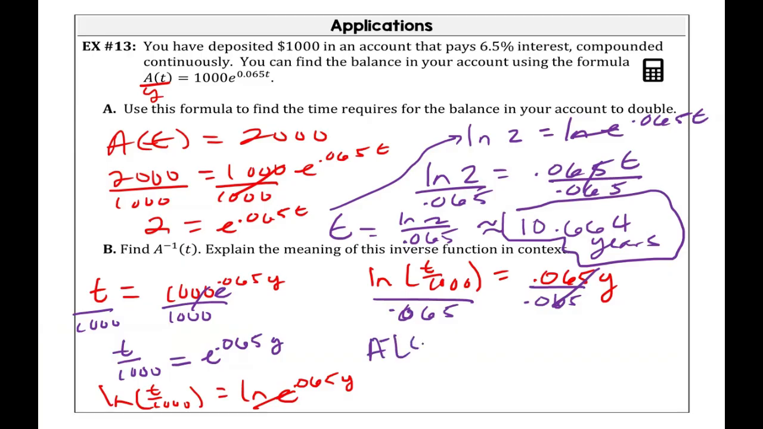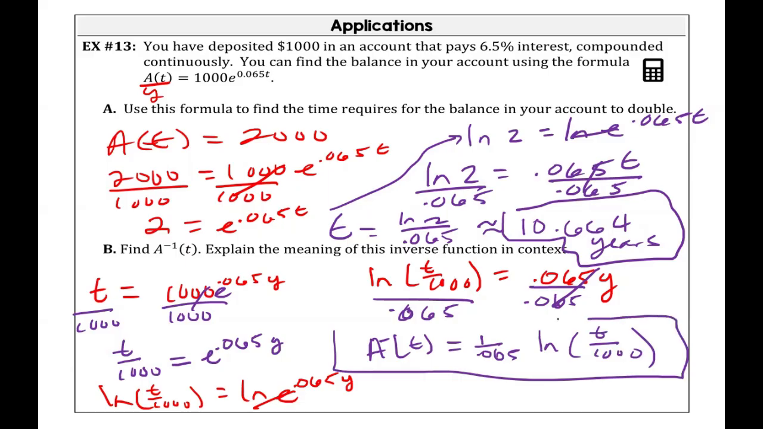So this is now what we're working with. You can write it like this. You can write it as a decimal, however you want to write it. But essentially, we just need to write it in a way that makes sense for the rule to follow. So we have 1 over 0.065 times the natural log of t divided by 1,000. And that would be our inverse that we would follow.